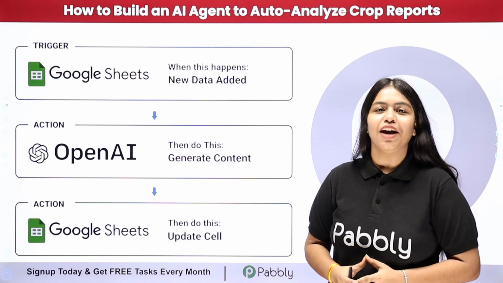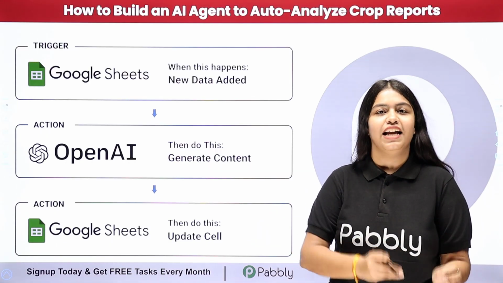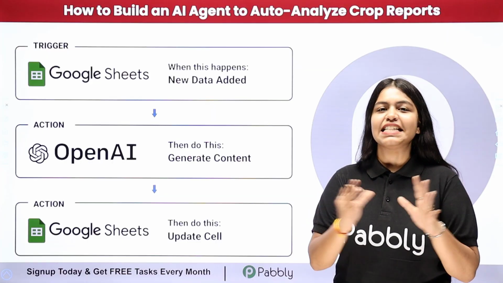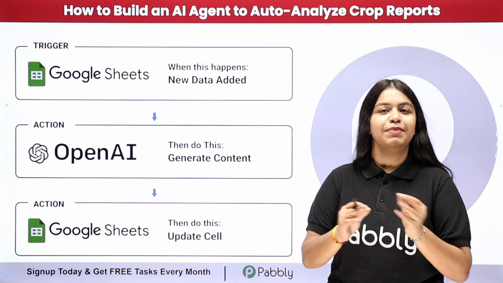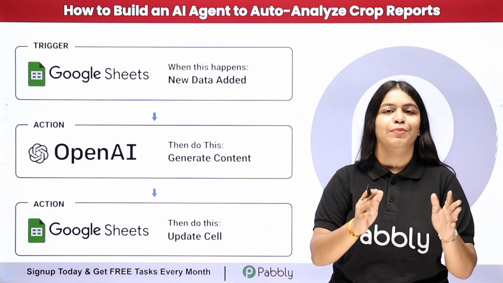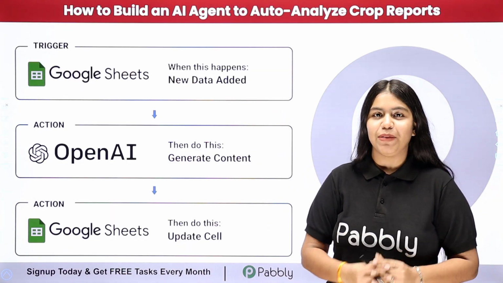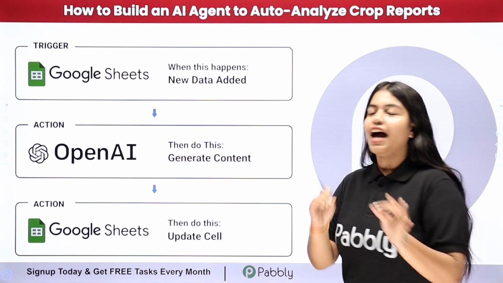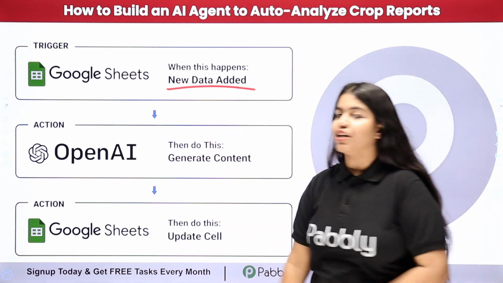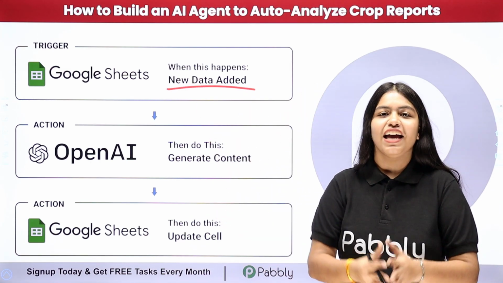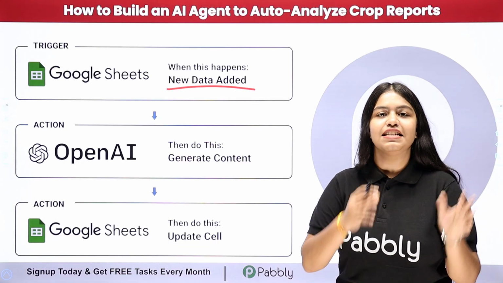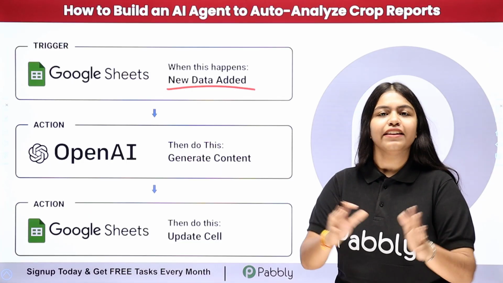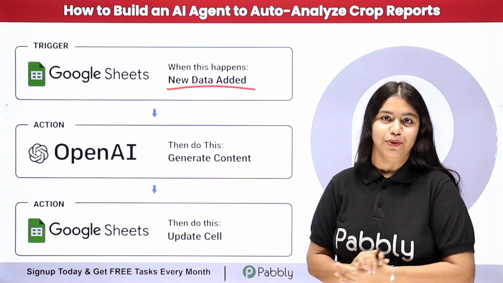So like you, I also used to manually analyze the crop reports, but this is such a time-consuming task, right? So to solve this problem, I've simply created this amazing automation where what is going to happen is that as soon as I add the crop reports into my Google Sheets, automatically my AI agent is going to analyze the crop reports, and further we can add that summary, recommendation and the risk level back again into our Google Sheets.